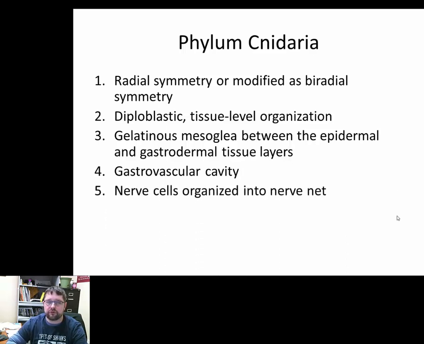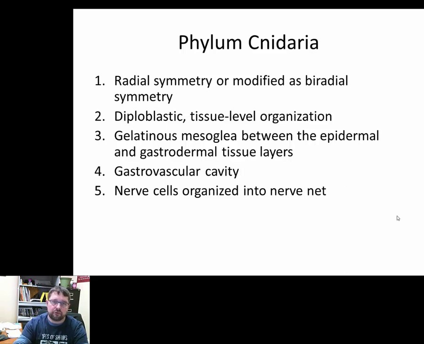This is really the first group that has a nervous system. Although it's primitive, it does have a nerve net and allows for them to coordinate movement, and most likely allows for them to have a true kind of feeding and reproductive system.